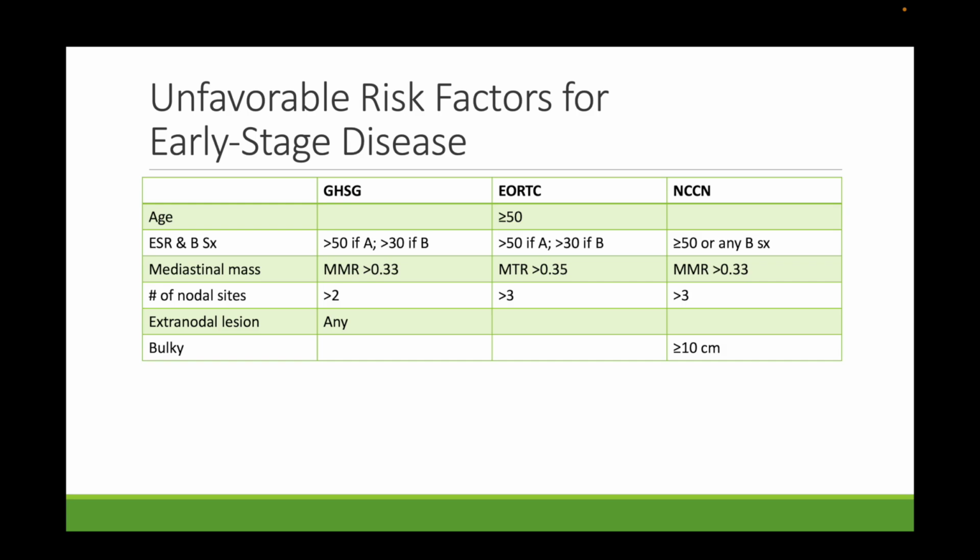So think of favorable disease by German criteria to be disease involving only 1 to 2 nodal sites, no extranodal lesions. The mediastinal mass ratio has to be less than 1/3, and the ESR is low. So that's defined as less than 50 if they do not have B symptoms or less than 30 if they do have B symptoms. But 1 to 2 nodal sites, no extranodal involvement, low bulk, so that mediastinal ratio is low, and the ESR is low as well.